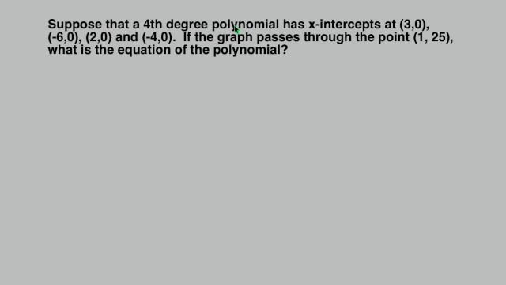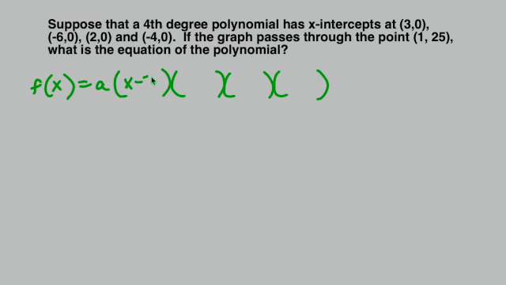So now that we know what the x-intercepts are, we can go ahead and start writing our equation. So we'll say f of x equals a. That's going to be the multiplier that we're going to figure out later. And we're going to have 4 sets of parentheses because we have 4 different x-intercepts. So if one of them is 3, 0, we're going to have x minus 3. If one of them is negative 6, 0, we're going to have x plus 6. Then we're going to have x minus 2. And then finally, we're going to have x plus 4.